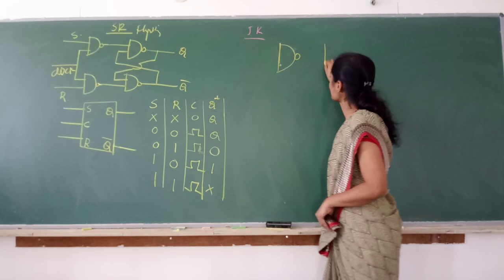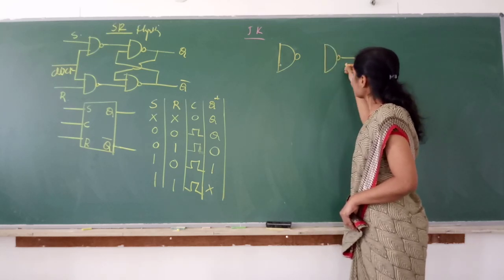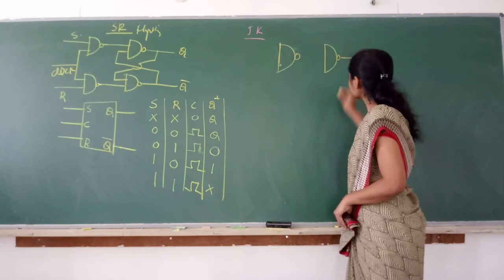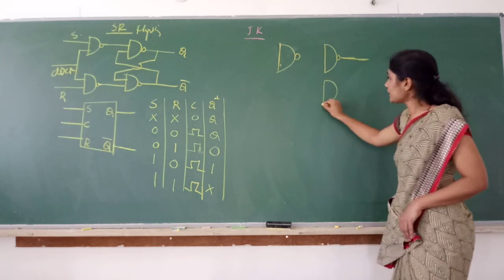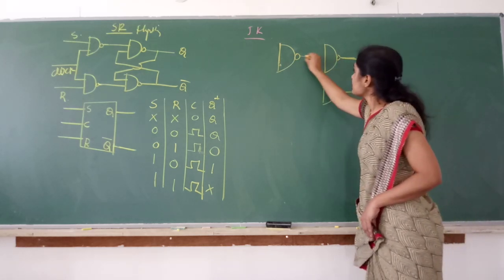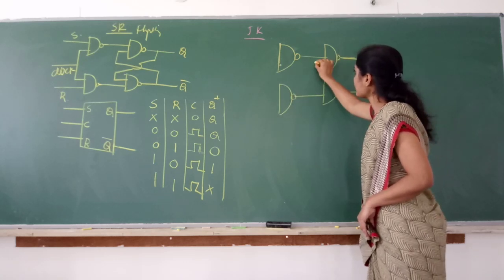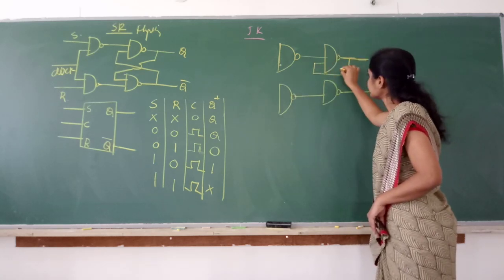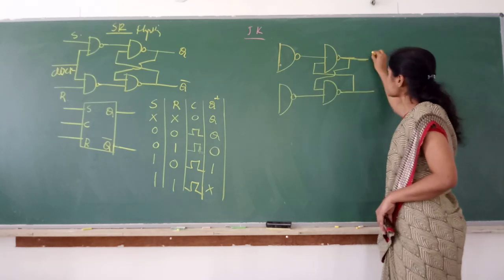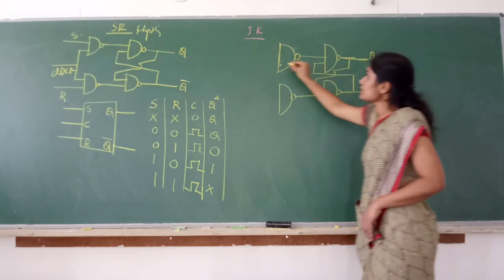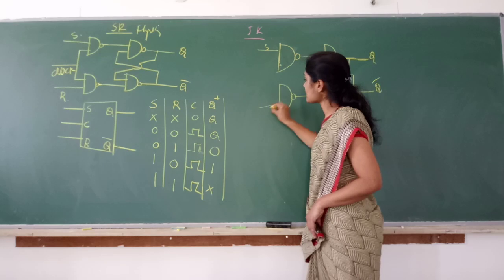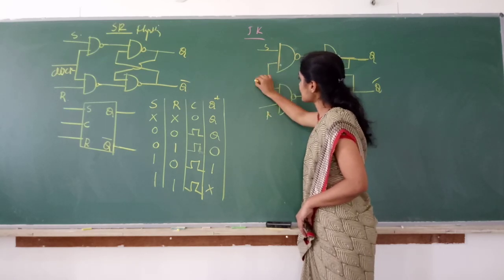Okay, so we have 2 NAND gates. So this is the output here. I mean, incomplete. We have 4 NAND gates, correct? Okay, so this is Q and this is Q bar. So this is S and this is R and one common input, that is the control input, clock.